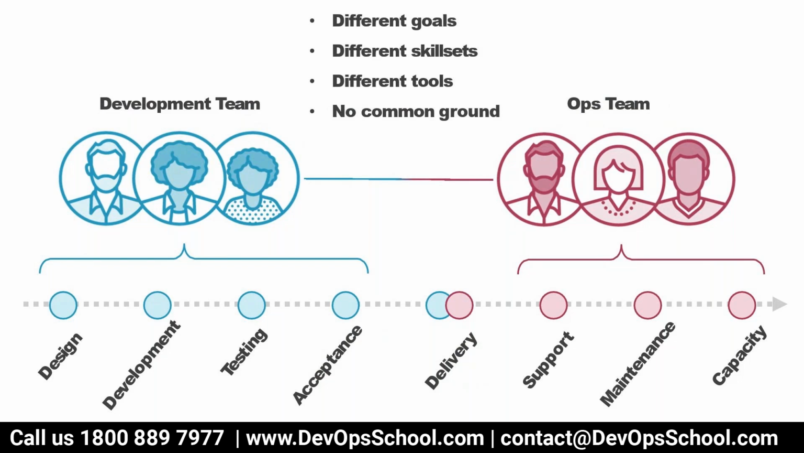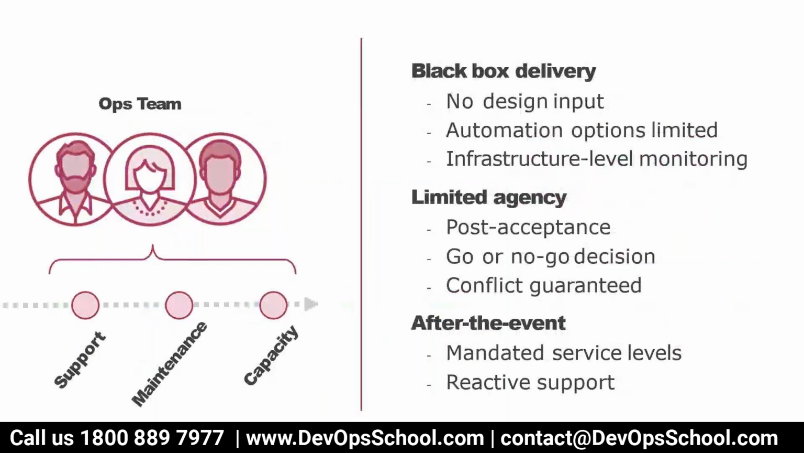That's a challenge. So yeah, ops team here, you have a black box delivery. Black box delivery means no design input, automation options are limited, and you do the infrastructure level monitoring. Limited agency means post acceptance, go or no go decisions, conflict guaranteed. After the event, mandated service level and reactive support, not proactive support, reactive support. So these are some of the characteristics of the ops team, the older team, which you have.